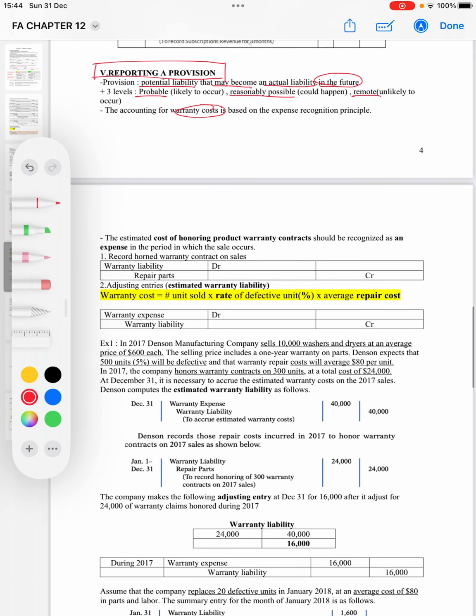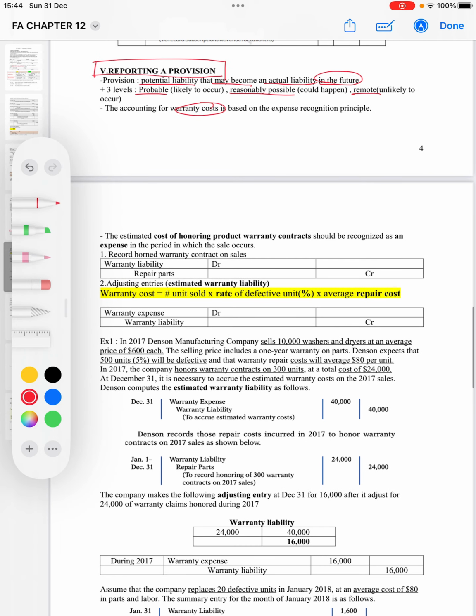Okay, so there are 2 main entries that you have to think of when you do the entry for provision. The first is we record the honored warranty contract on sale. And the next is adjusting entries, or in this situation we will estimate the guarantee liability. For the first entry, we honor guarantee contract on sale. Guarantee liability will debit and repair parts will credit. And for adjusting entries, we have to estimate guarantee cost.